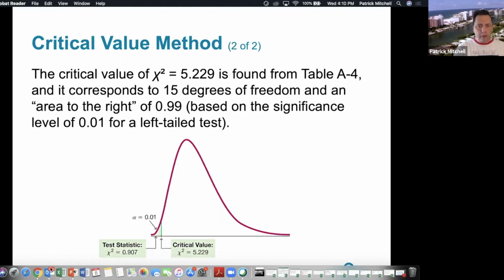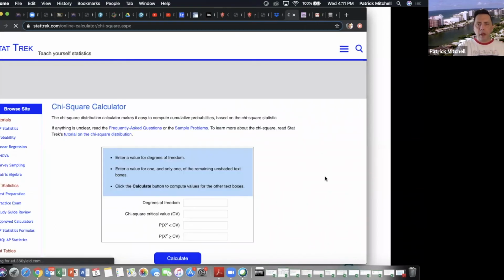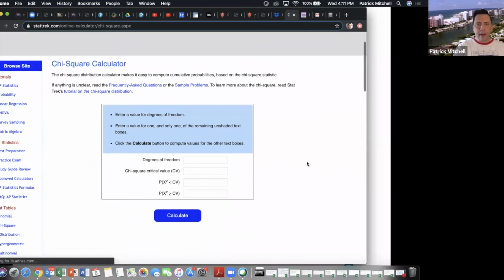So I am going to go over to my browser, where I have already pulled up a Google page and typed in chi-square distribution calculator. The first result that comes up is my favorite website, StatTrek. So I'm going to click on that. Okay, so here is the chi-square calculator.